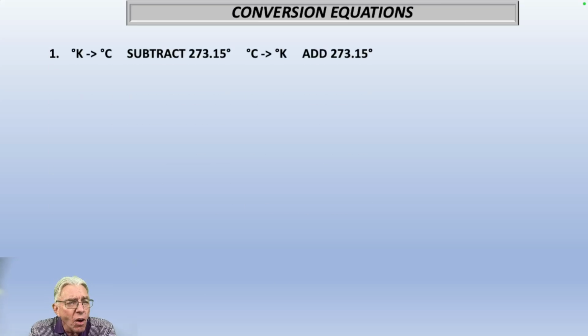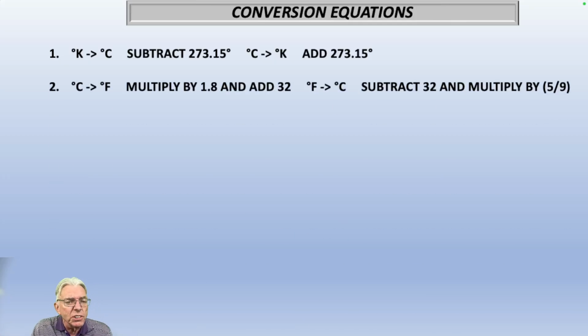Now, going from Kelvin to Celsius or Celsius to Kelvin, it's actually quite simple. From Kelvin to Celsius, you simply subtract 273.15 degrees, and if you're going the other way, you add 273.15 degrees. So that's pretty basic. But to go from Celsius to Fahrenheit, it gets a little bit more complicated.